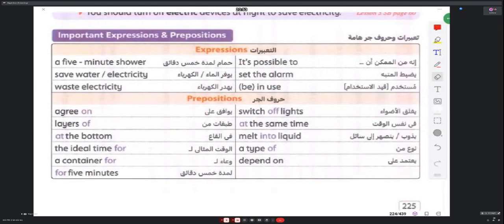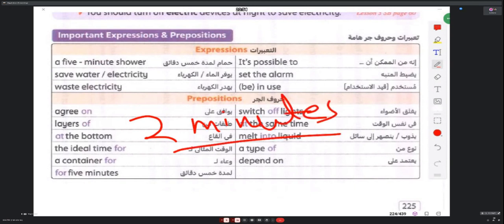Important expression and preposition. A 5-minute shower. Why do we say 5-minute, not minutes, shower? Can you tell me? Because minute is not plural here. We can say 2 minutes, 3 minutes, 4 minutes, and so on. I explained it to you before, but you don't remember.